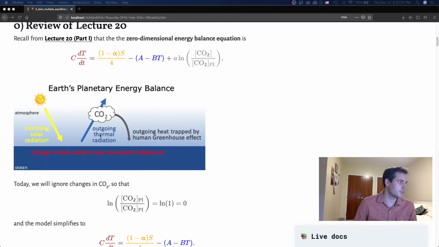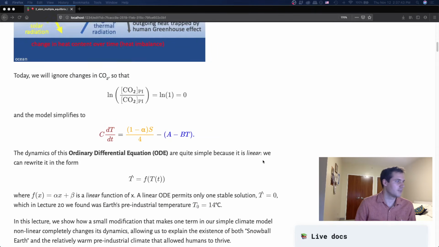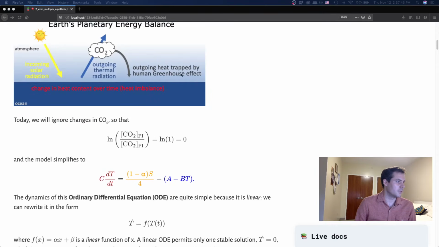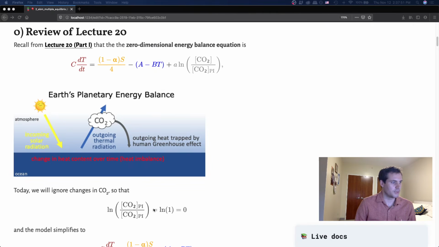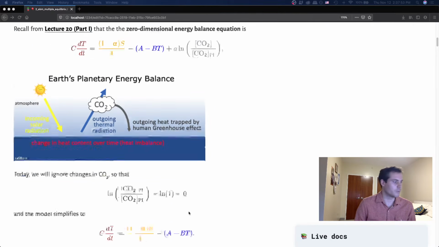If something has a temperature, it radiates to space. In the last lecture, we talked a lot about how humans add CO2 to the atmosphere, which traps some of that outgoing radiation and can cause some extra warming, but we're going to ignore that today. In the equation, if you don't change the CO2, then this whole logarithmic term just equals 0, and so we don't have to worry about it.